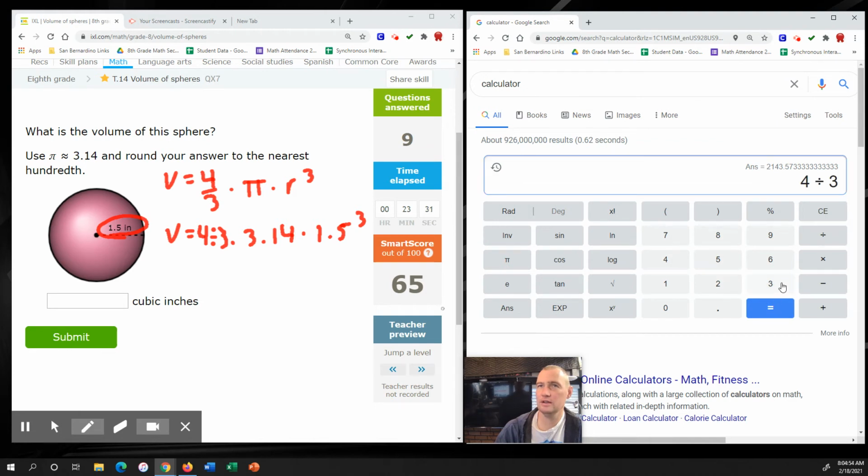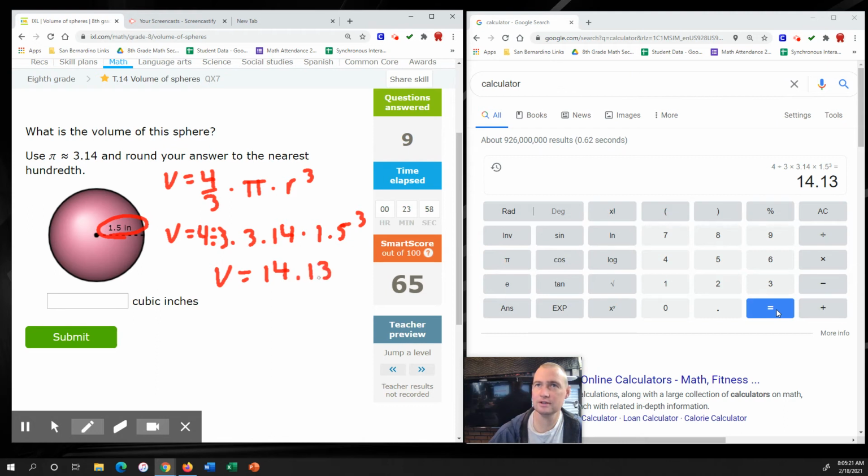All right, here we go. 4 divided by 3 times 3.14 times 1.5. See, I just literally put 1.5, right? To the third power. Exponent tool to the third power. Came out beautiful. 14.13. It is already rounded to the nearest thousandths place. So volume equals 14.13. 14 and 13 if you want to go ahead and mathematically say that. All right, 14.13.